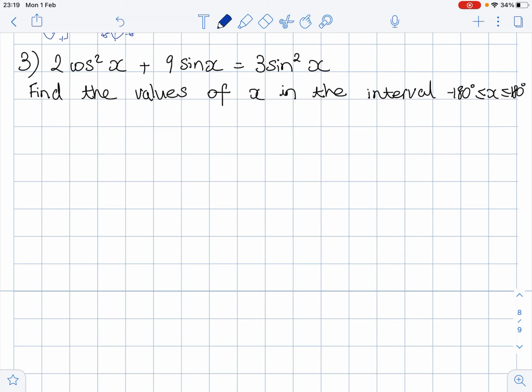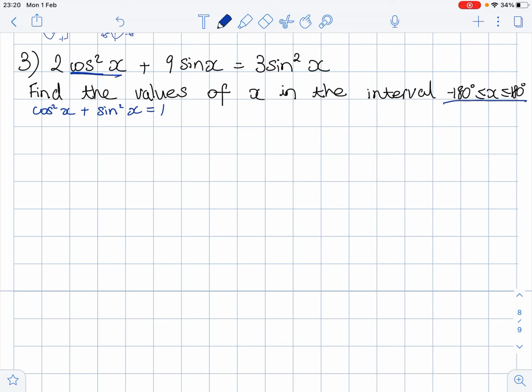Now let's look at example 3. So I have 2 cos squared x plus 9 sin x equals 3 sin squared x, and we want to find the range between minus 180 and positive 180. So we need to use the trig identities we have learned earlier. So the first one is that cos squared x plus sin squared x is the same as 1, so we're going to use this to help us to solve the equation.